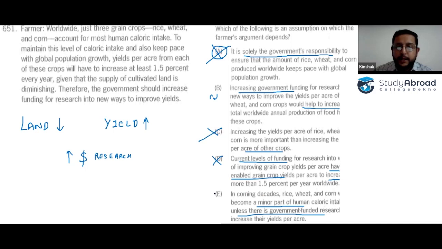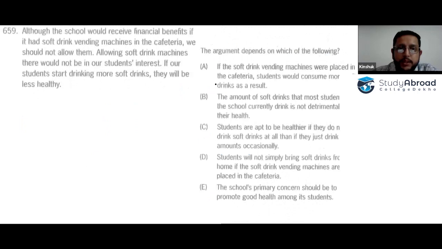Answer choice B is the right answer. Let's look at another question.